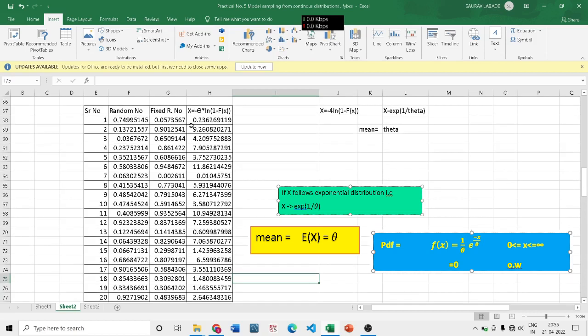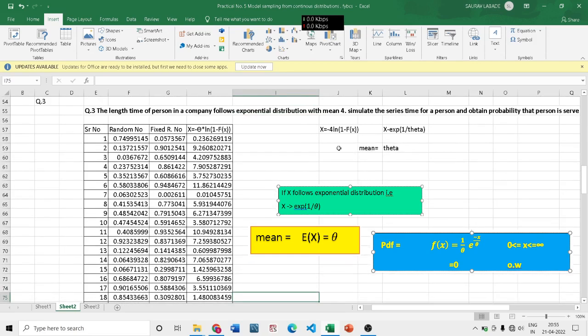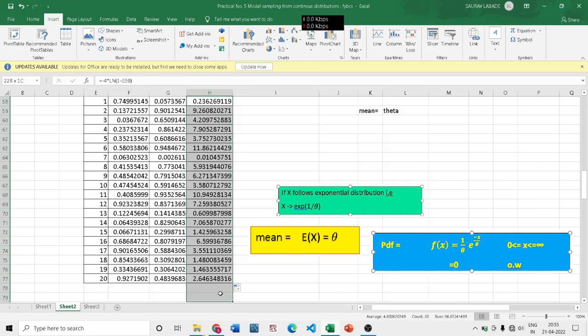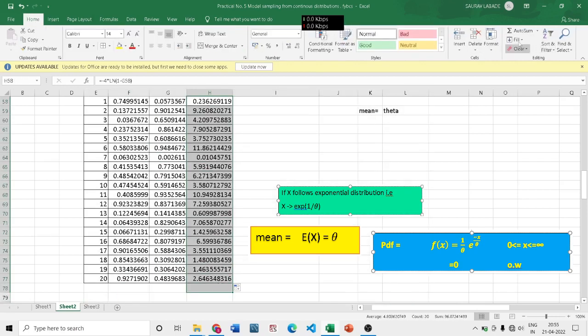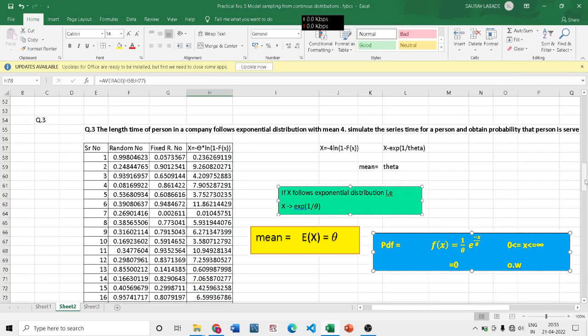Okay, so what we will do is check the mean, whether it is approximately equal to 4 or not, of the random samples. Then we will see whether our example is correct or not. So here we will just go to the average, and here it is 4.80 something, right? So we can say that it is approximately equal to 4. So we can say that our random samples are correct.